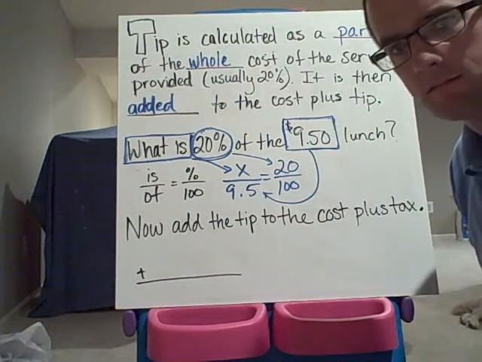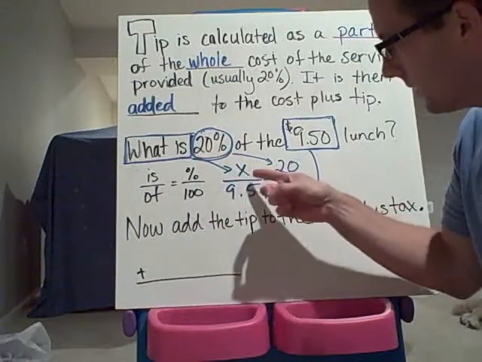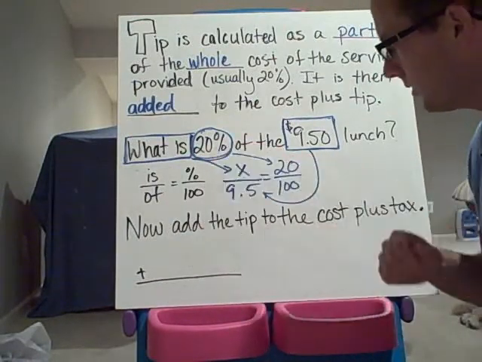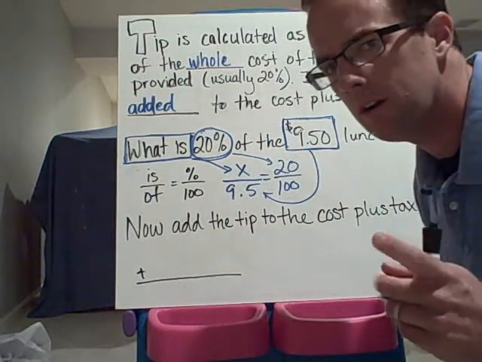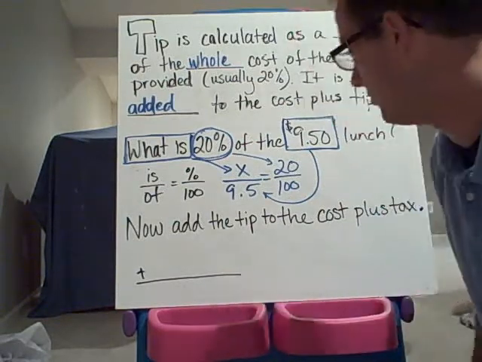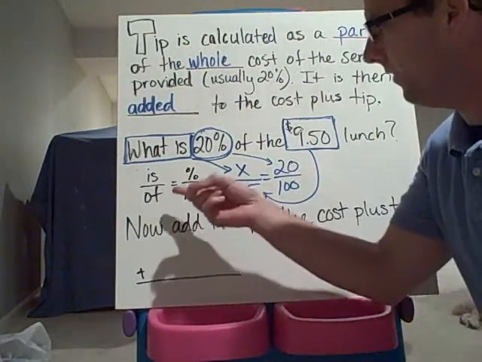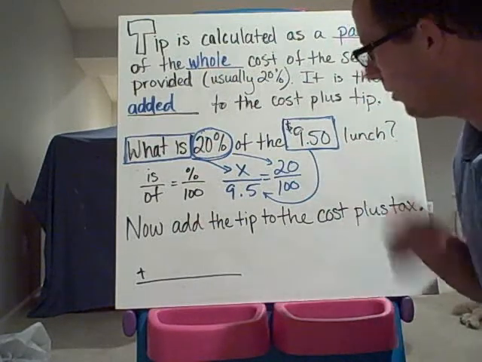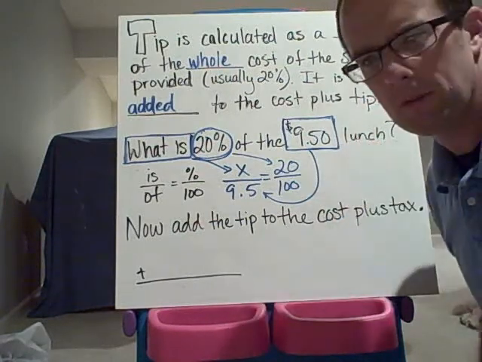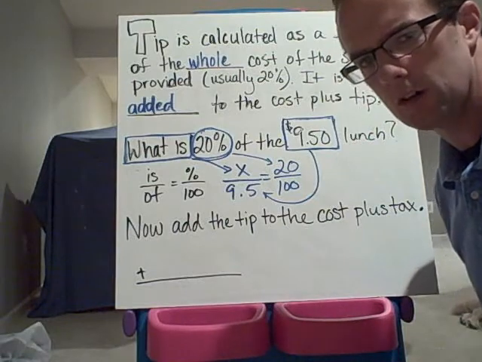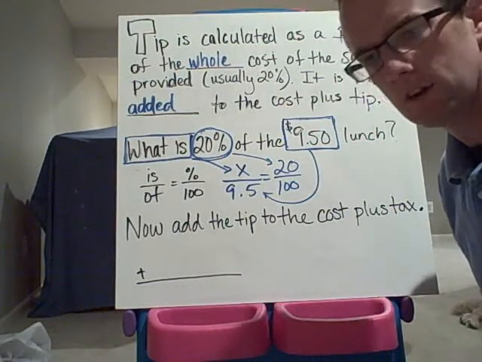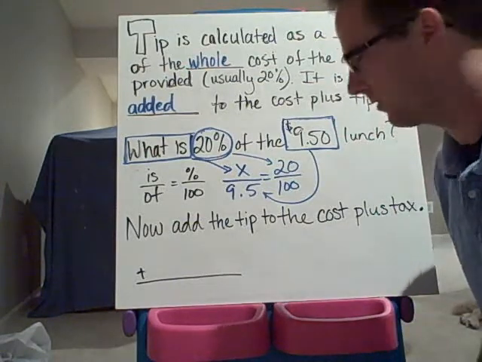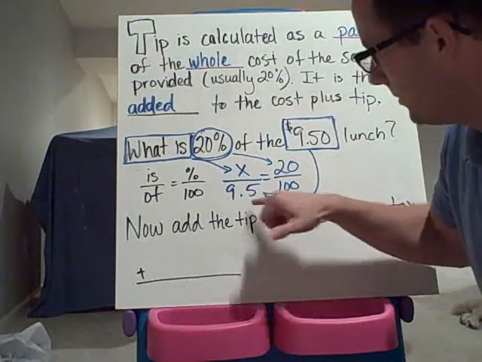We do the same thing. Okay? We take the what is and we put an X in for is. And then we do the 20%, which is 20 over, that's right, 100. And then the of is the $9.50 that he's paying for his sandwich. We don't want to put the tax in that total because why would you tip the server on the tax that they're charging you? You don't want to pay them any extra. Not unless they were really, really good, which Mr. Braun probably deserves that little extra. But so the $9.50 becomes your of.